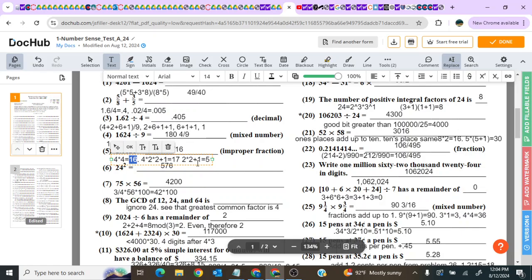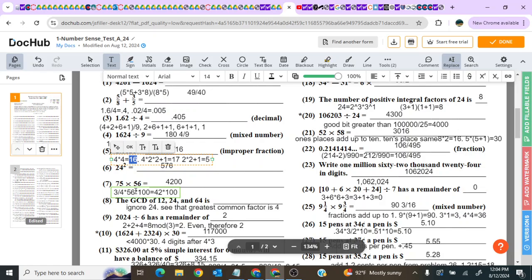Number 7, 75 times 56. Well, 75 is equivalent to 3 over 4 times 100. So instead of doing FOIL like that, let's just do that instead. So 56 times 3 over 4 is 14 times 3 is 42. 42 times 100 is 4,200.